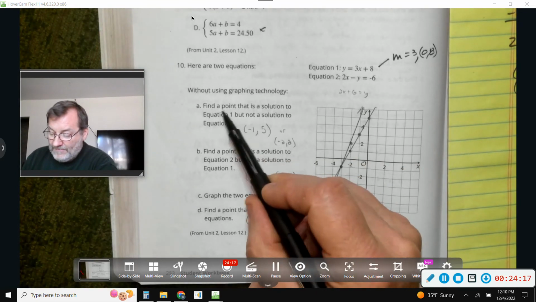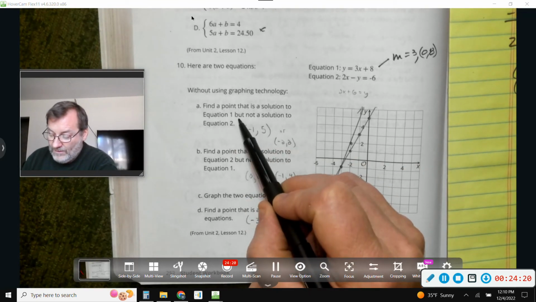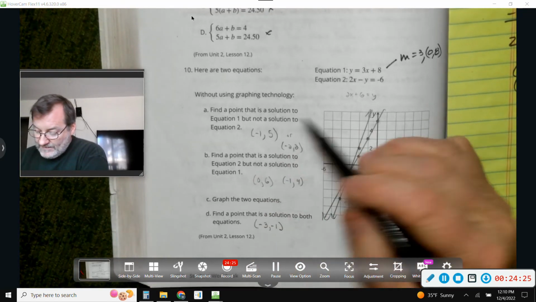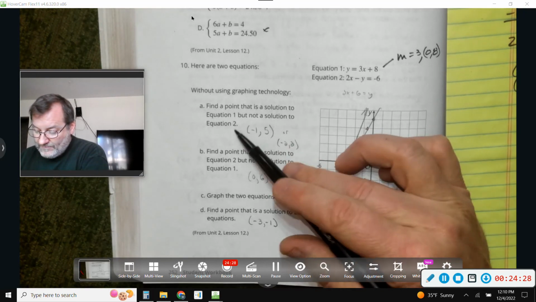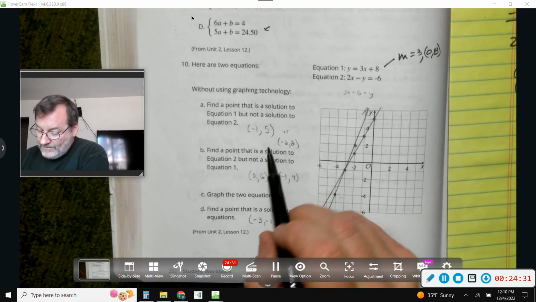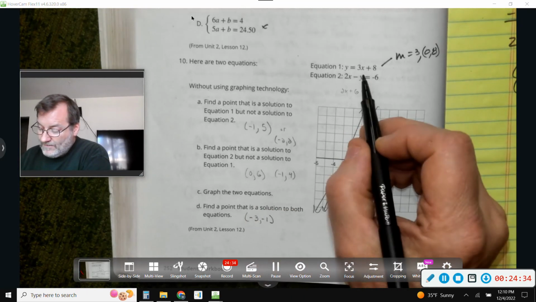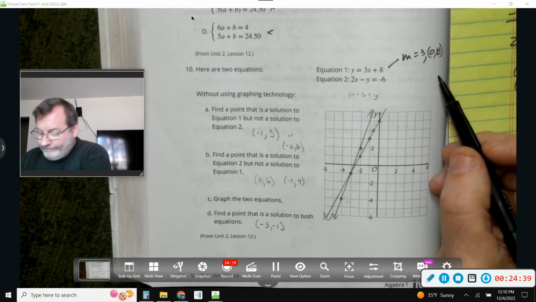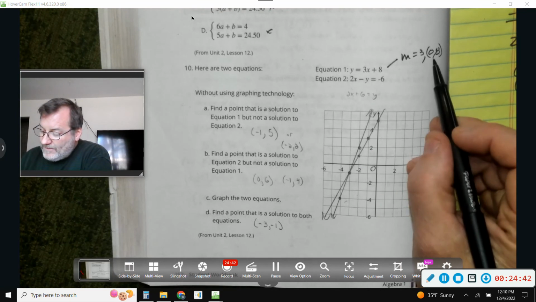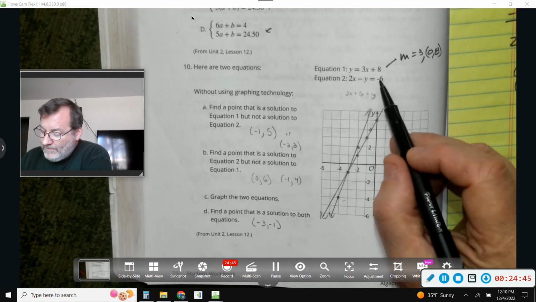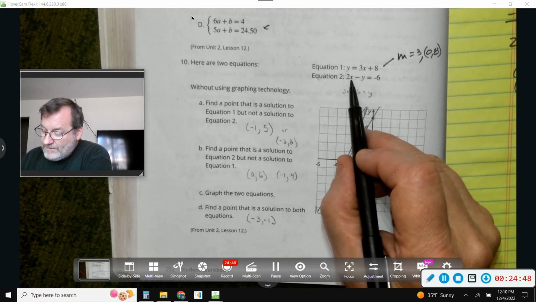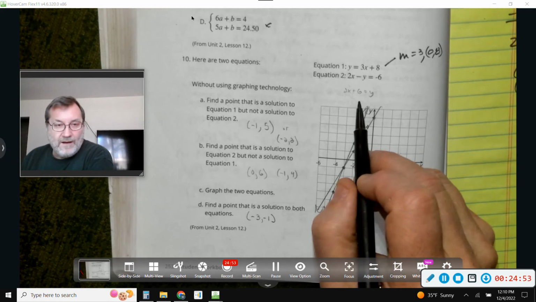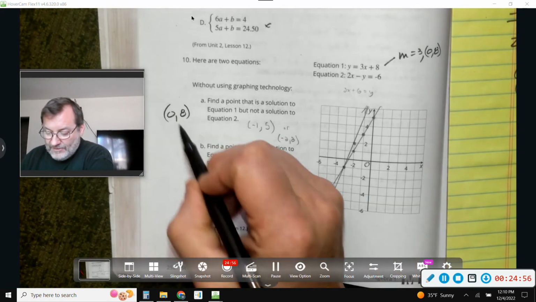Without using graphing technology, find a point that is a solution for equation 1, but not for equation 2. So look at the intercepts. I looked at this one and said 0, 8. Well, does 0, 8 work on the other one? Let's see, 2 times 0 is 0. Does negative 8 equal negative 6? No. I'd rather go with 0, 8 personally. It's a solution for one, but not the other.